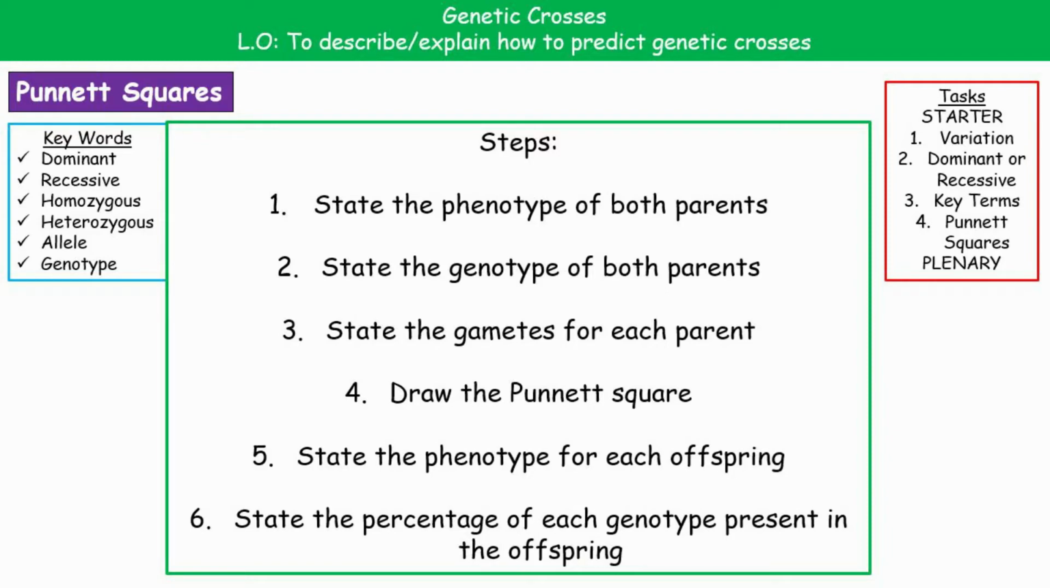So step 1 is we state the phenotype of both parents, and the phenotype is just the characteristics they show. Second, we state the genotype of both parents, so we'd actually write down those alleles there. Third one, we state the gametes for each parent, so we split the genotype into the 2 gametes. Then we draw the Punnett square. Step 5 is we then state the phenotype for each offspring, and then step 6 we state the percentage of each genotype present in the offspring. So I'll leave these up for a couple of minutes so you can write down the instructions, and then what we're going to do is actually go through an example so you can see exactly how we do this.